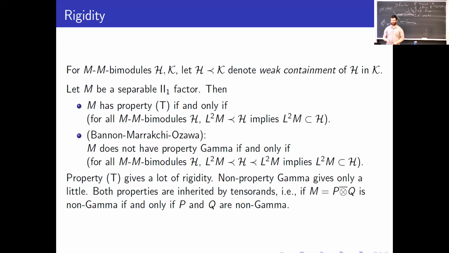So property T is nice because the trivial is isolated, and so there's very little you can do with a property T subalgebra. You can conjugate it around a little bit, but it basically stays in place. And we were just talking about how even if you have property T and a diffuse center, you still have very strong rigidity results. So property T gives you a lot.